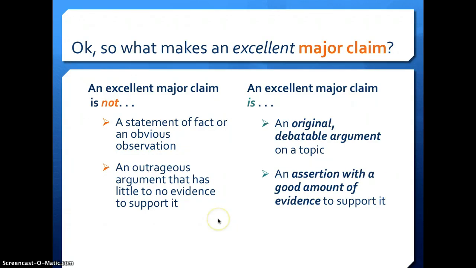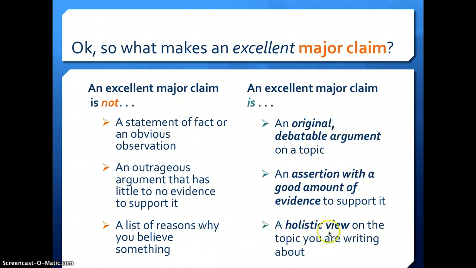Okay, finally, and here's a big one that a lot of you have to kind of unlearn. You learned this in elementary school, and I'm going to try to teach you a better, more academic way. An excellent major claim is not a list of reasons of why you believe something. A lot of times we just think, here's what I believe and here's why I believe it. Instead, what you want to do is create a holistic view on the topic you are writing about. Now, what does that mean, holistic view? A holistic view means that we give the big picture, the overall idea.